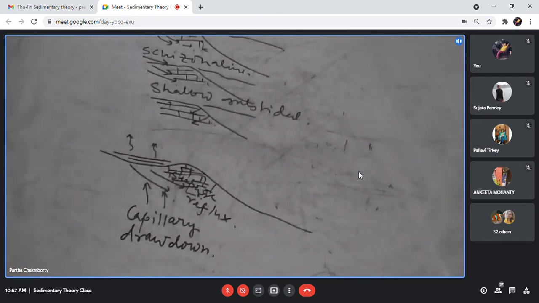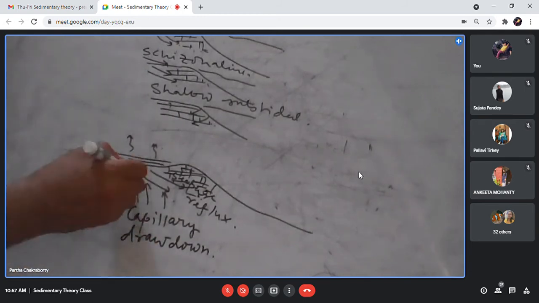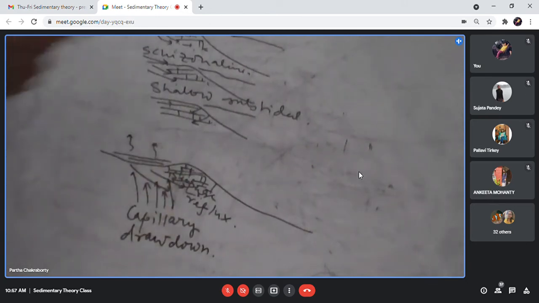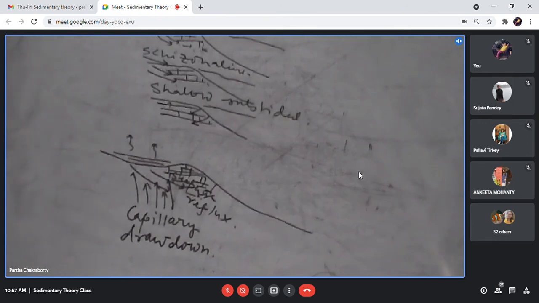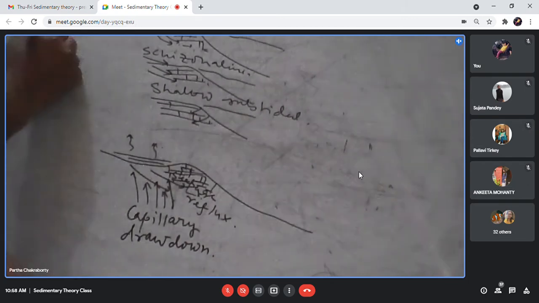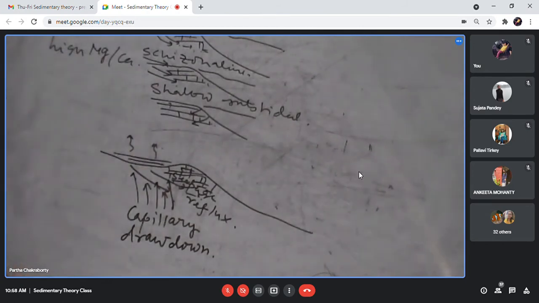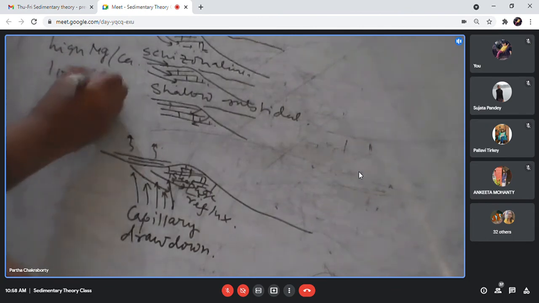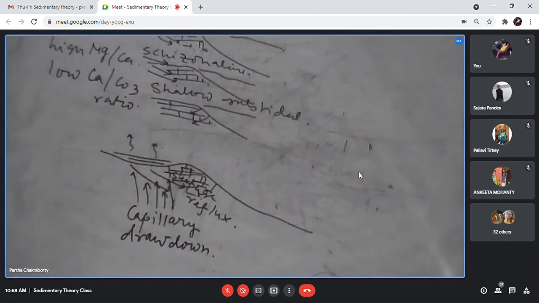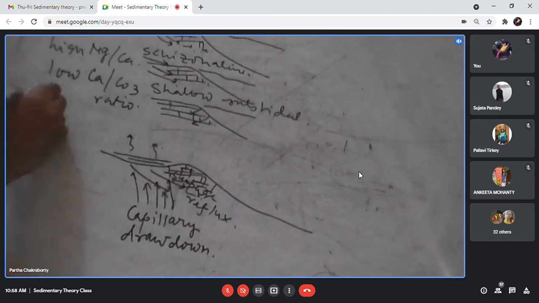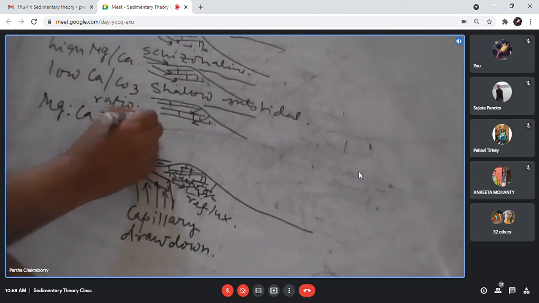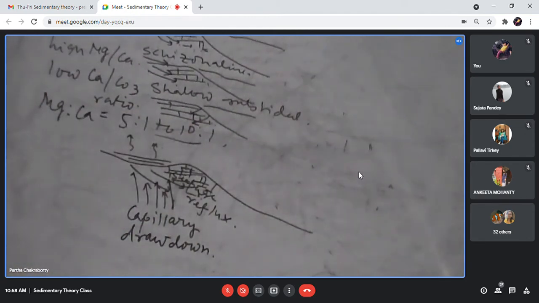And because of evaporation, more and more of the water in the subsurface goes up through capillary action and gets evaporated. That basically will cause the formation of evaporite and dolomitic solution. Now, what is a dolomitic solution? How do I characterize a dolomitic solution? A dolomitic solution should have a high Mg/Ca ratio and a low Ca/CO3 ratio. The Mg to Ca ratio should be from 5:1 to 10:1. Am I clear? What is a dolomitic solution?